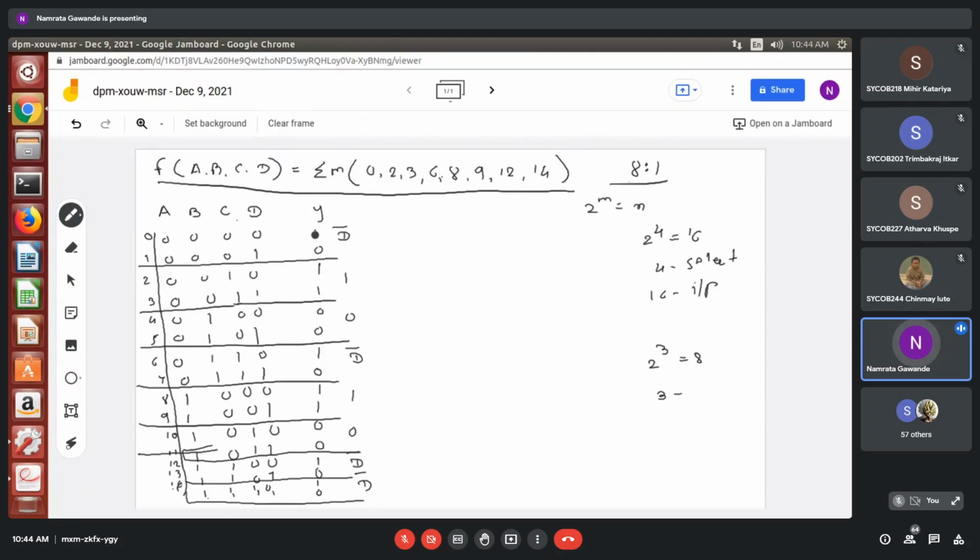But if it is 0, 1, there might be another example where you will get 0, 1. So if it is 0, 1, you have to place D as it is. So this is the form. Now based on this, I can write another truth table. I can reduce this truth table now into 3 variables, A, B, C, and Y will be the output.